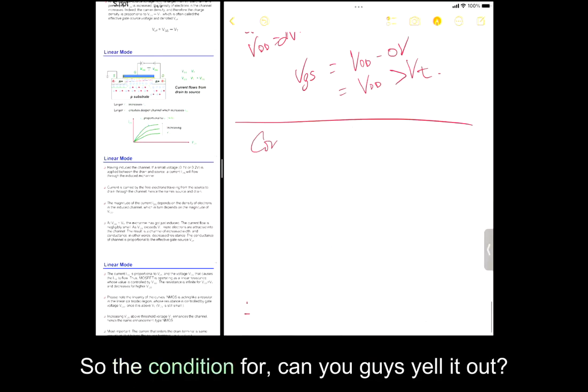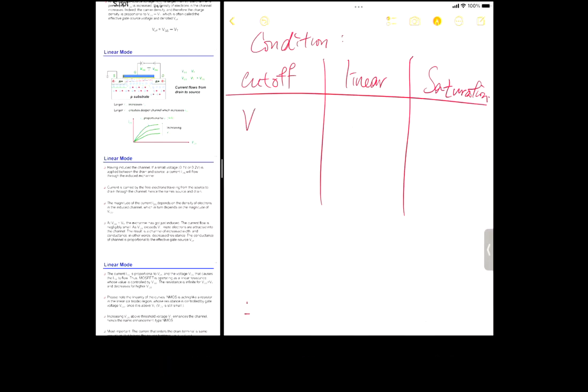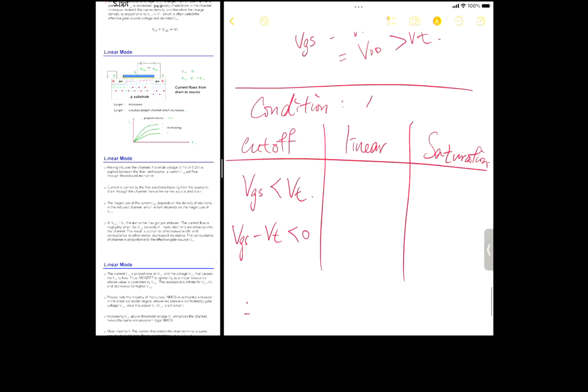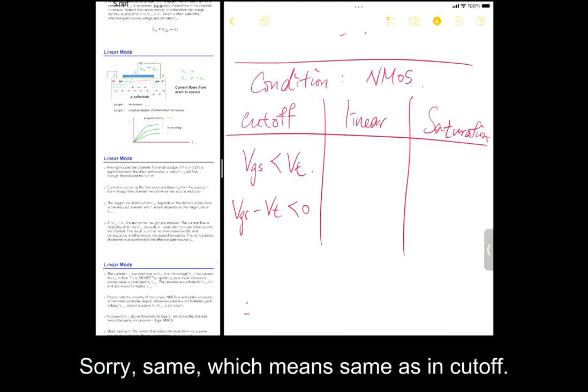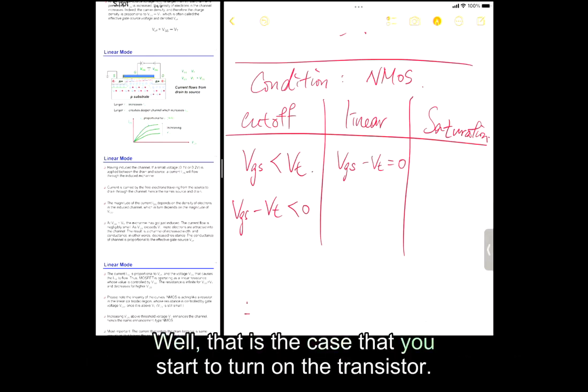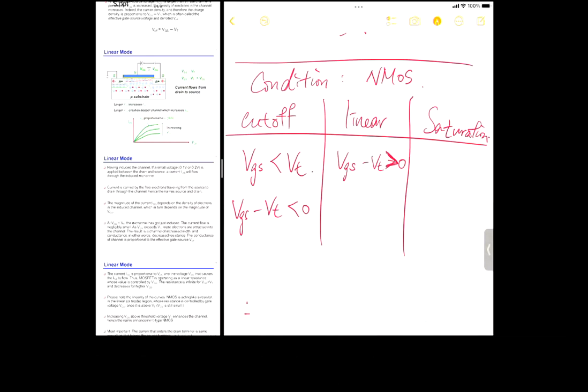So the condition for, can you guys yell it out? What is the condition for cutoff? Or the other way, we can do this one. What about your linear? Same as in cutoff: VGS minus VT equals 0. That is the case where you start to turn on the transistor. So when it is greater than 0, then your transistor is on.